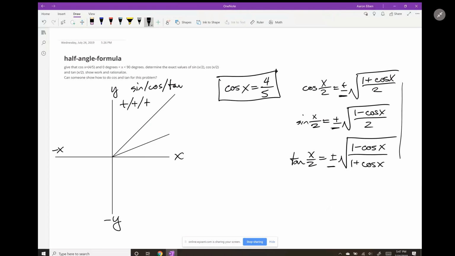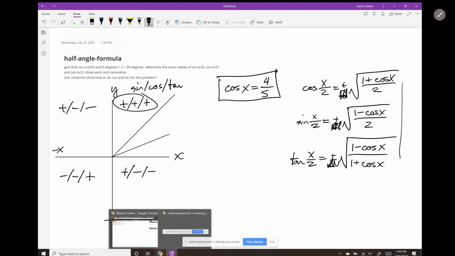For example, in the second quadrant, sine is positive, but cosine is negative, and therefore tangent is negative. And in the third quadrant, sine is negative and cosine is negative, and that makes tangent positive. And then in the fourth quadrant, we have sine negative, cosine positive, and therefore tangent negative. But we're working in the first quadrant, so they're all positive. So just take the positive signs in all of these equations, and you should be good to go.